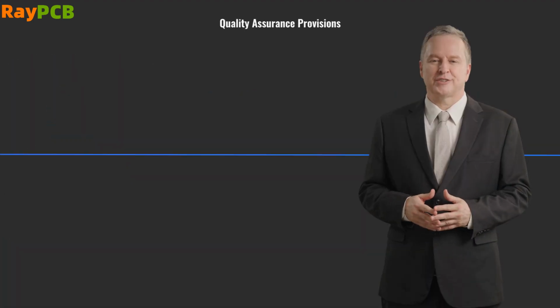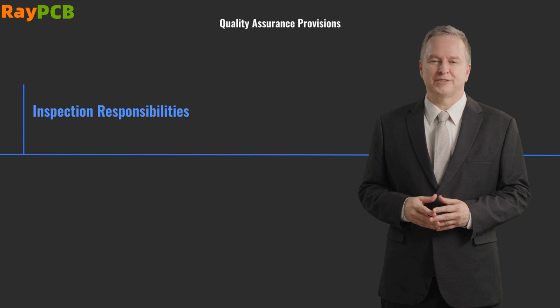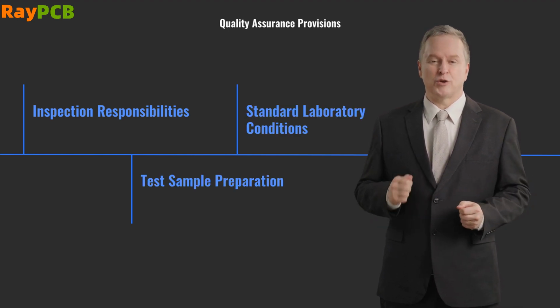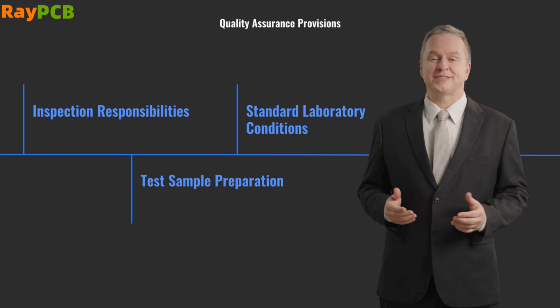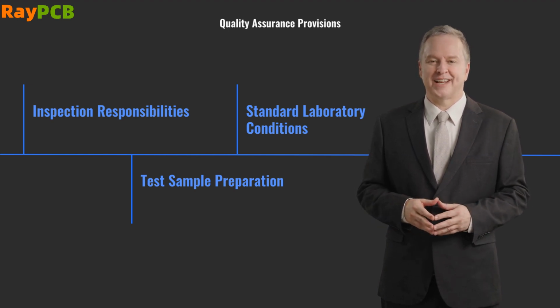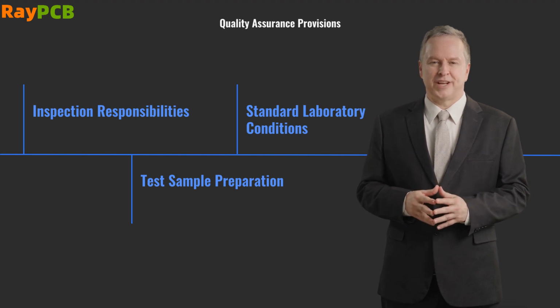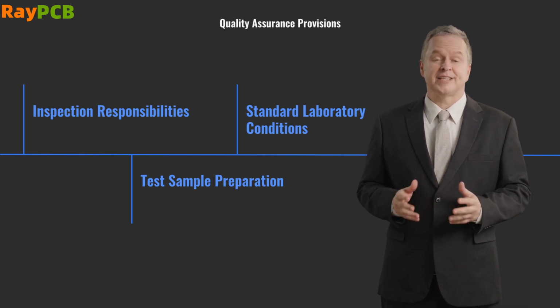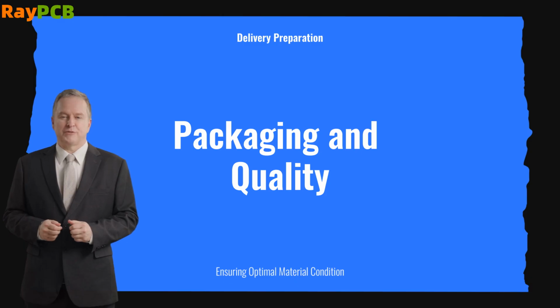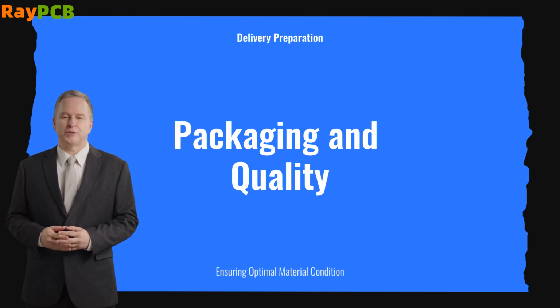Quality assurance provisions focus on inspection responsibilities and test sample preparation. Standard laboratory conditions and tolerances are established to ensure consistent quality control. Classification of inspections is crucial for maintaining high standards in flexible printed circuitry, ensuring materials meet the necessary quality and performance criteria. Preparation for delivery focuses on packaging requirements to ensure materials arrive in optimal condition.